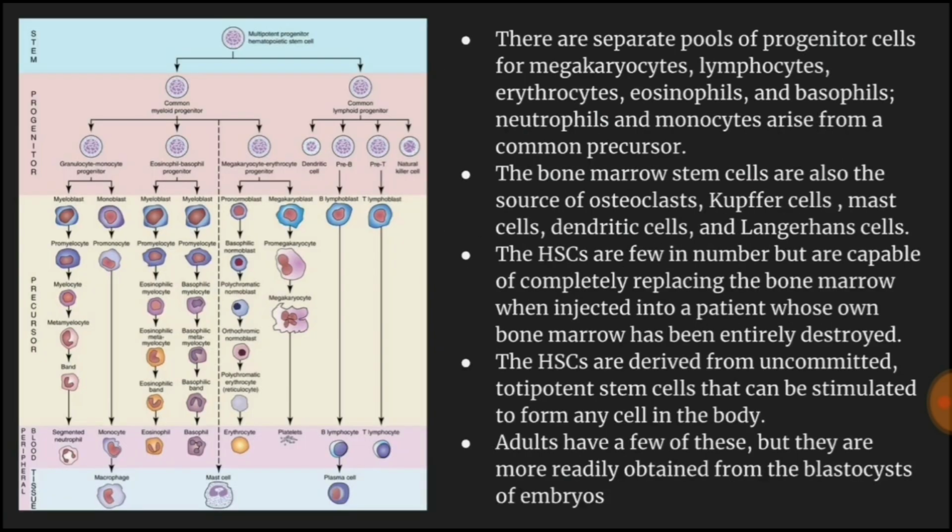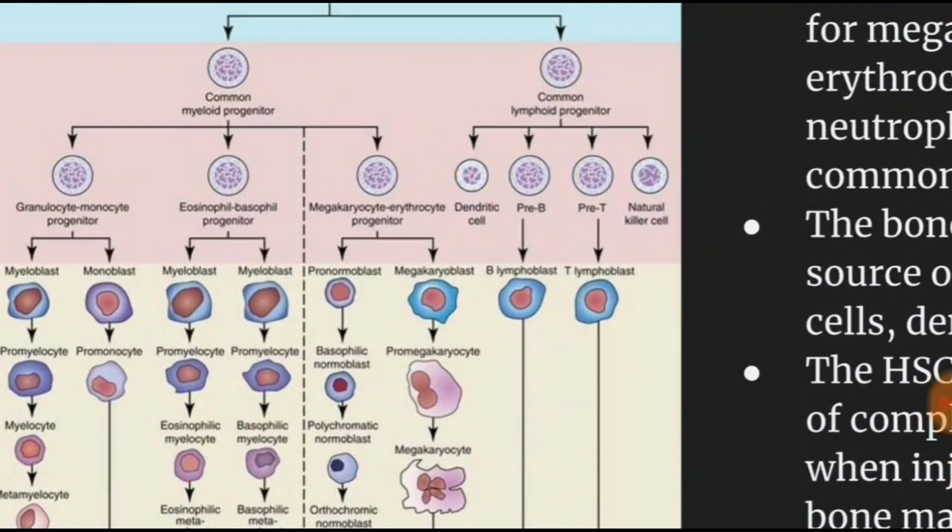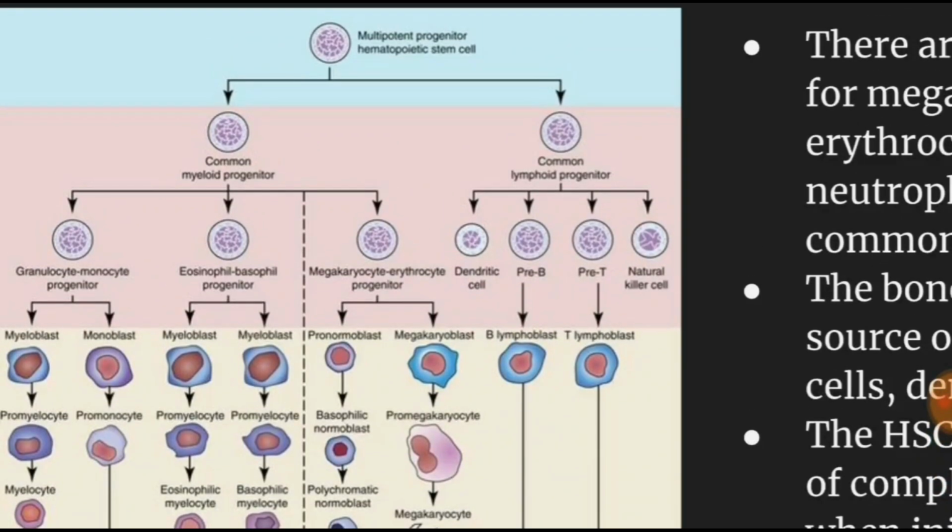Moving to the next one, there are separate pools of progenitor cells. Once the hematopoietic stem cell divides into myeloid and lymphoid series, as you can see in the diagram, these are the diagrams of differentiation. There is a hematopoietic stem cell at the topmost corner, then come the progenitor cells that are going to give the generation of the next form of cells. From the hematopoietic stem cell, we move to the common myeloid progenitor and the common lymphoid progenitor.